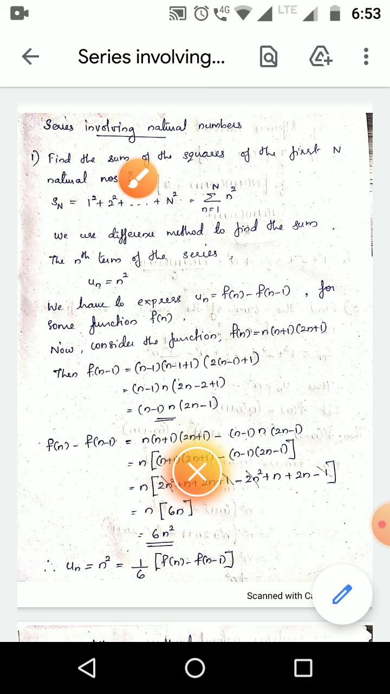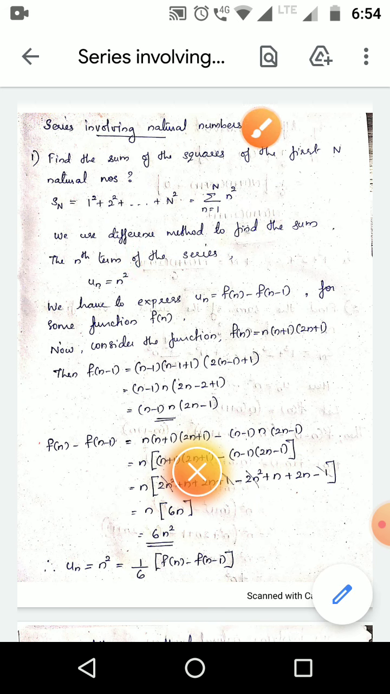Now we are asked to find the sum of the squares of the first n natural numbers. So the series is Sn, which is 1 square plus 2 square plus etc plus n square. It is the sum of the squares of the first n natural numbers, and in terms of series it can be written as the finite series sigma n is equal to 1 to capital N of n square. Here we use the difference method to find the sum.